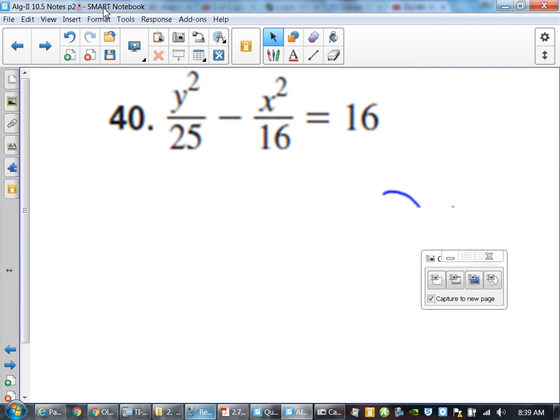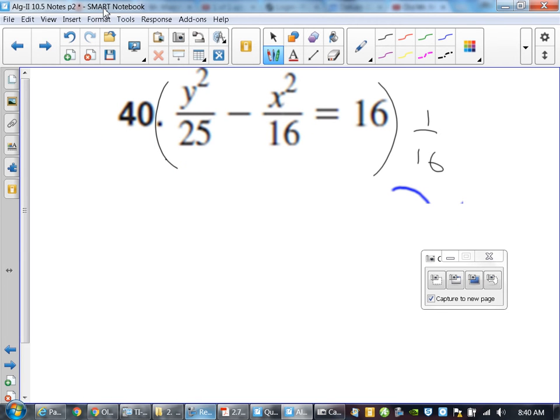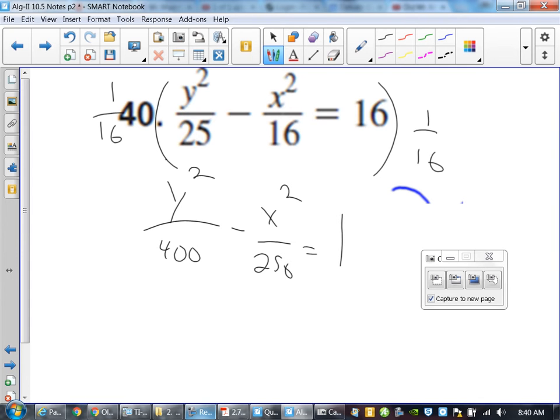Isn't that the same thing as multiplying by 1/16? You have 16y squared over 25. Oh, that's why it's weird. Oh, y squared over 400. Yep, minus x squared over 2. Very good. What is it, 400? Yep, minus x squared over 256. That's how it works. From there, it's really, really easy. Okay? We okay on that then?